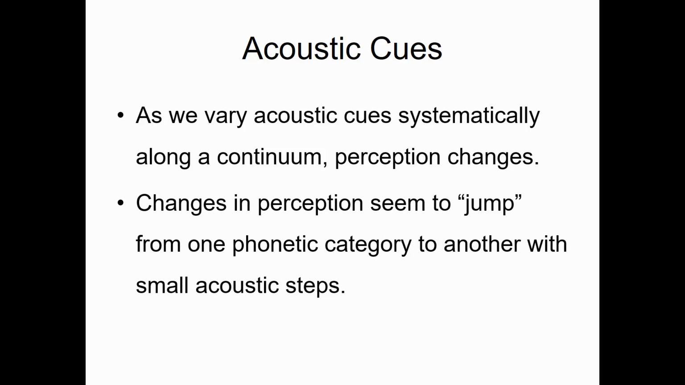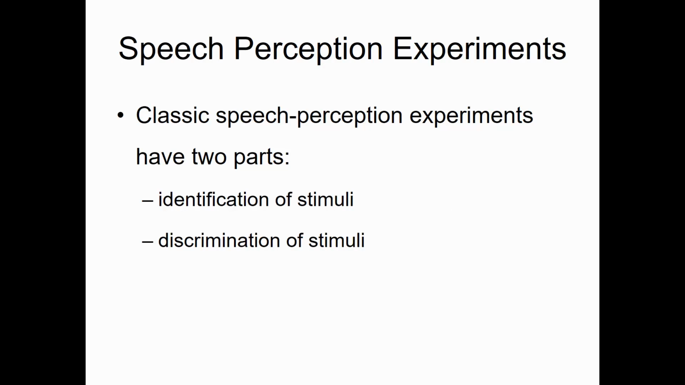So I got ahead of my text. Changes in perception seem to jump from one phonetic category to another with small acoustic steps. And the classic speech perception experiments had two parts. They had identification tasks where people were played stimuli and asked, is it A or B? Is it da or ta? Is it ba or da? So those are identification tasks, and they were often given with two alternative forced choice response sets. So you were asked, is it one thing or the other, and you couldn't say neither or both.